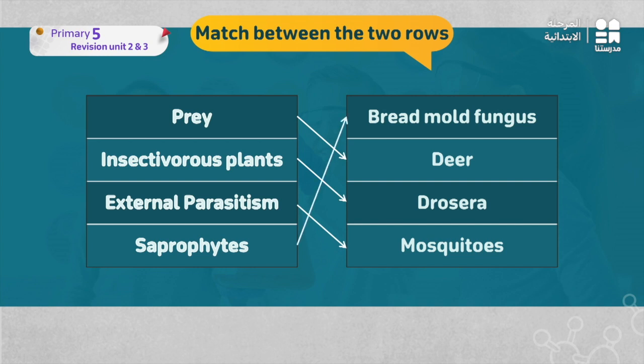وعارفين ان the examples of the saprophytes like bread mold fungus, like the mushroom fungus and the penicillium fungus. وعارفين ان saprophytic organisms such as the fungi and bacteria.